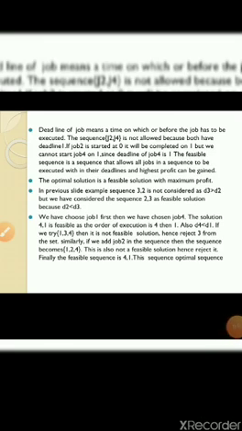Deadline of a job means a time on or before which the job has to be executed. The sequence J2 J4 is not allowed because both have deadline 1.